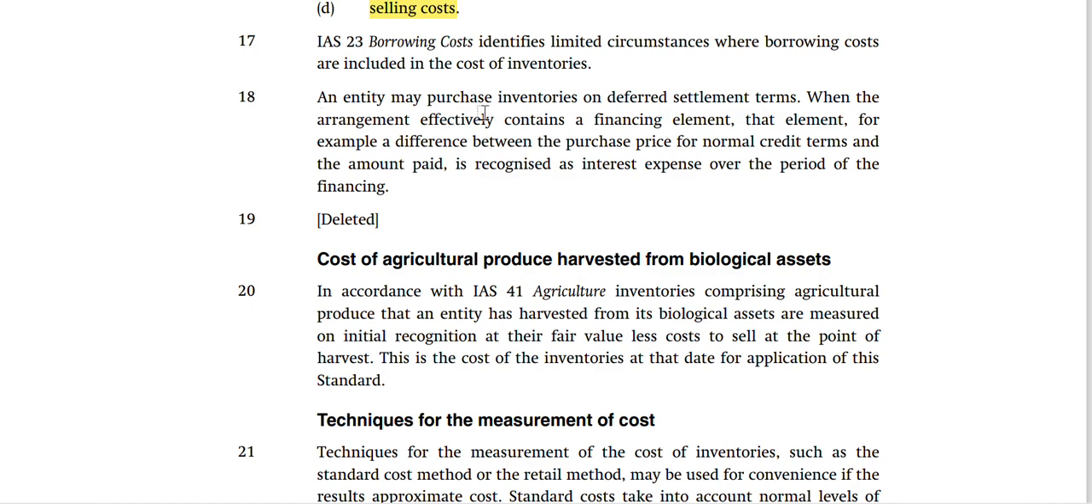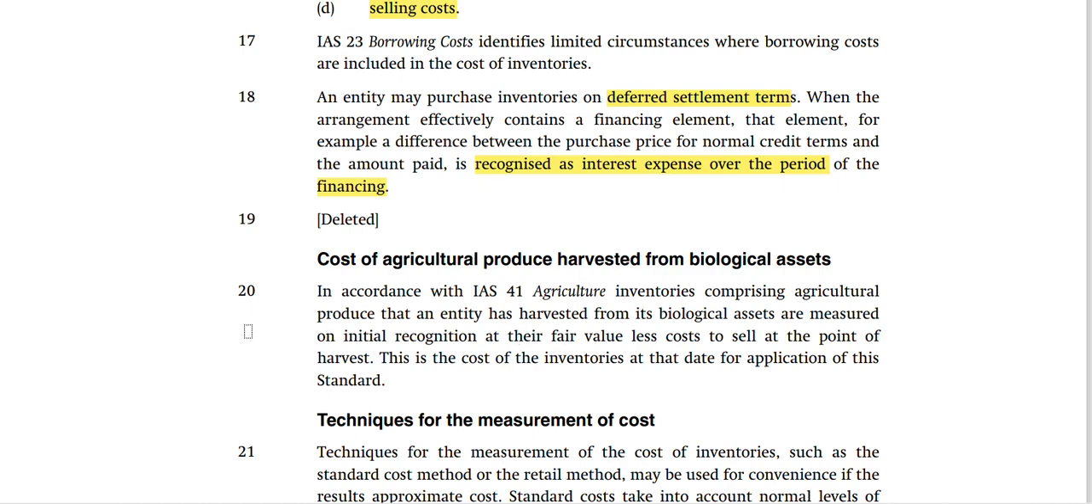And then paragraph 18: an entity may purchase inventory on deferred settlement terms when the arrangement effectively contains a financial element. That element, for example the difference between the purchase price for normal credit terms and the amount paid, is recognized as interest expense over the period of the financing. So it's also talking about matters where deferred settlement terms have taken place. When that happens, there should be an interest that needs to be recognized over the period of the financing. And then paragraph 19 was deleted in the year 2003.